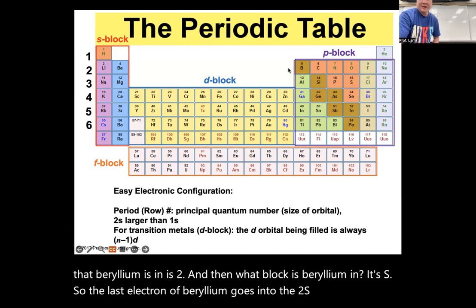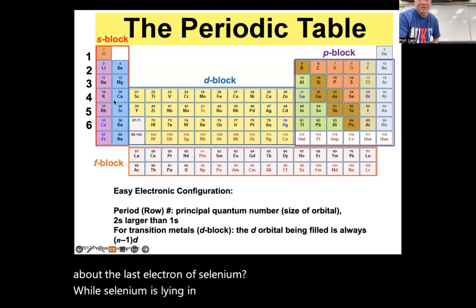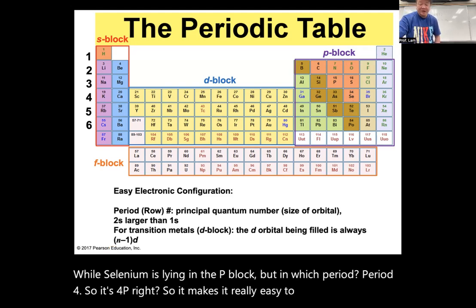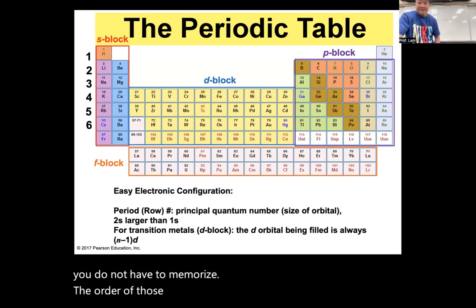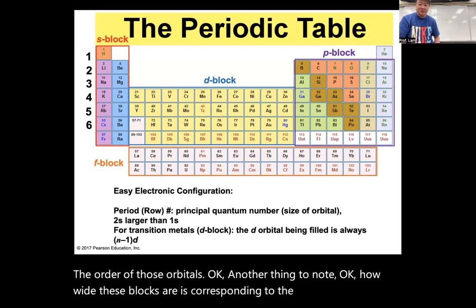Okay. How about the last electron of selenium? Well, selenium is in the P block, but in which period? Period 4. So it's 4p, right? So it makes it really easy to do configuration, and you do not have to memorize the order of those orbitals. Okay. Another thing to note, how wide these blocks are corresponds to the maximum number of electrons that they can hold, right?